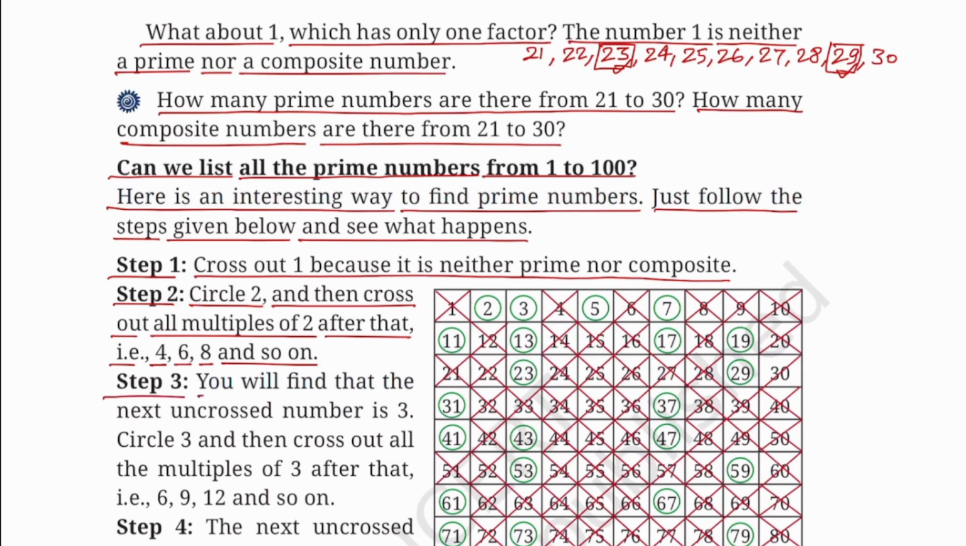Step 3. You will find that the next uncrossed number is 3. Circle 3 and then cross out all the multiples of 3 after that. That is 6, 9, 12 and so on.